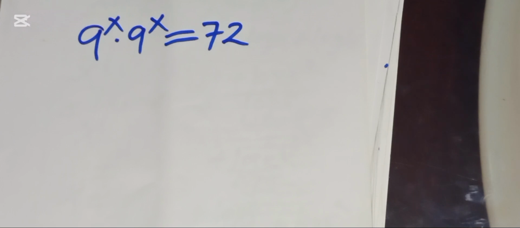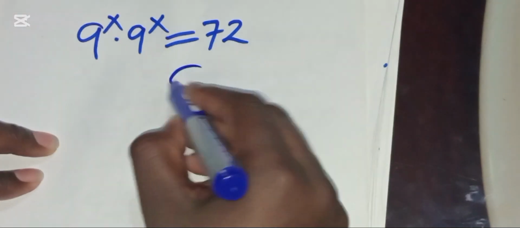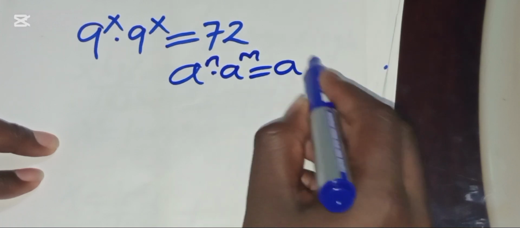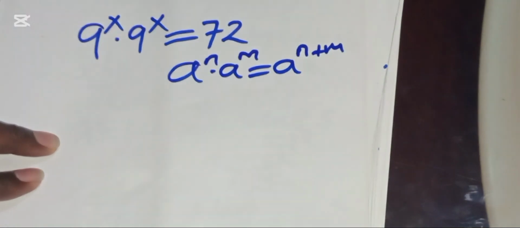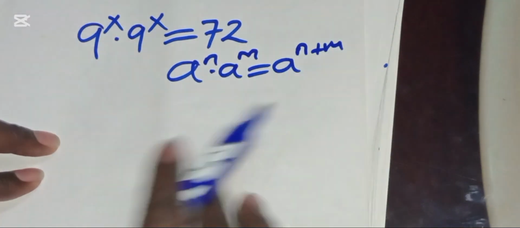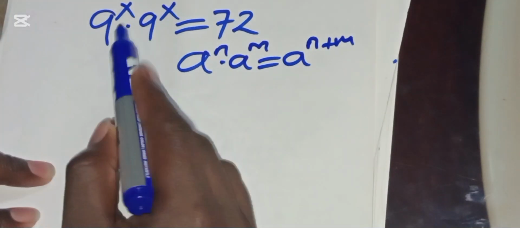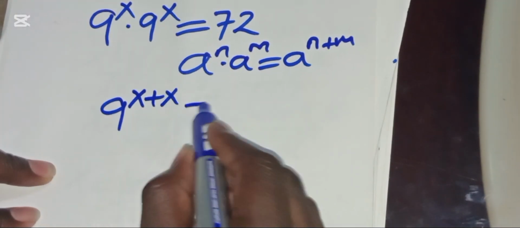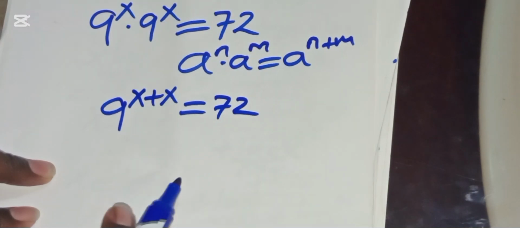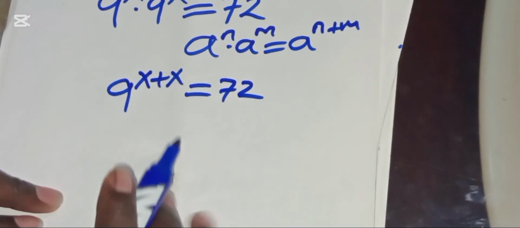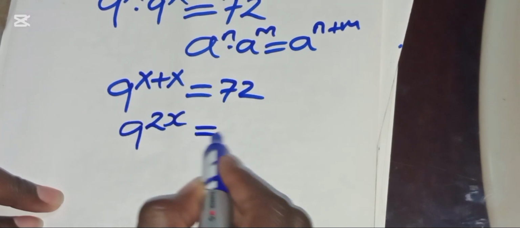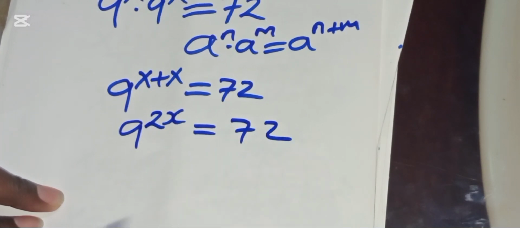Now 9 raised to power x multiplied by 9 raised to power x is in the form of a to power n multiplied by a to power m, which you can express as a raised to power n plus m. Applying this indices identity, this is the same thing as 9 to power x plus x, which is equal to 72. So this is the same thing as 9 raised to power 2x, equal to 72.